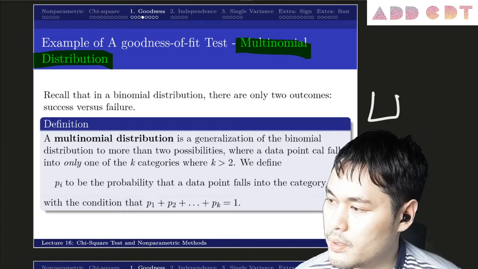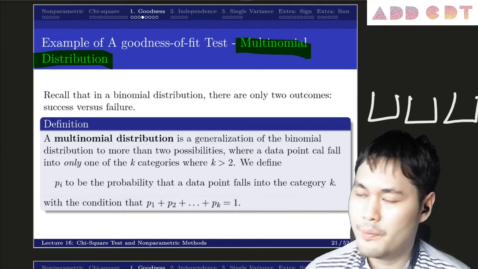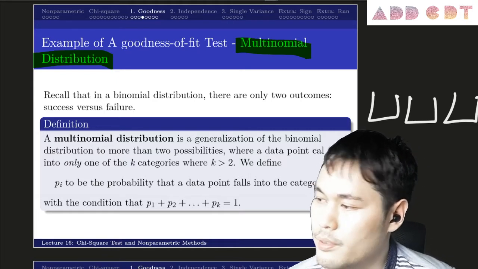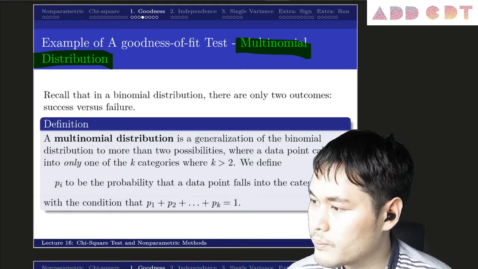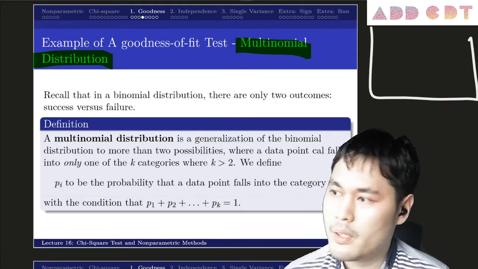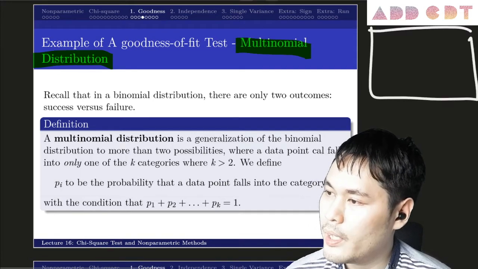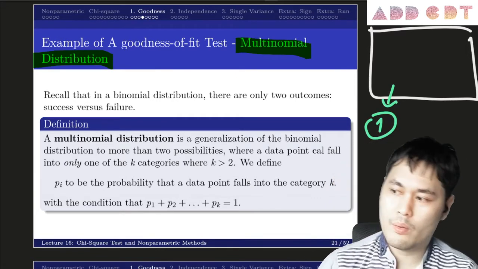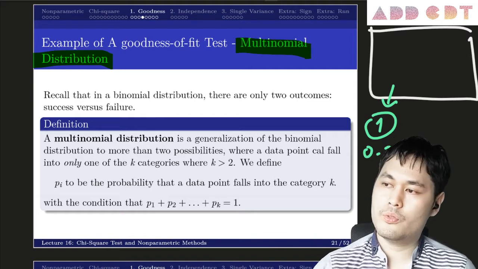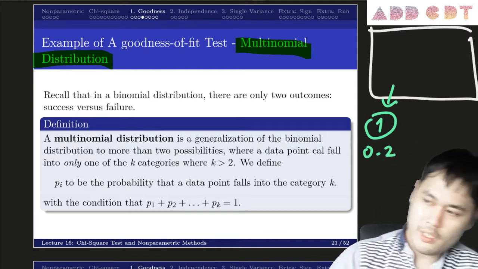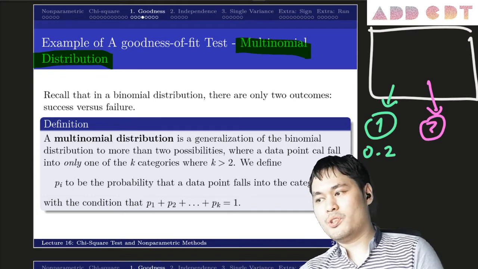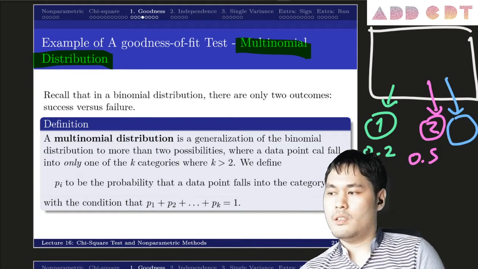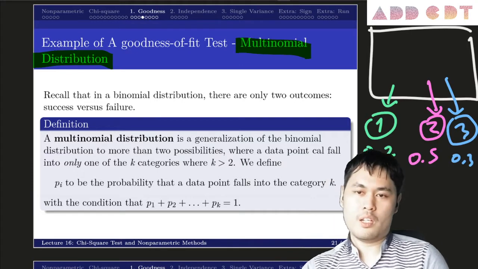Okay, so we believe that there's one big box, and we believe that the probability of getting a ball with number 1 is maybe 0.2. The probability of getting a ball number 2 is 0.5, and we believe that there is a 0.3 chance to get a ball with number 3.